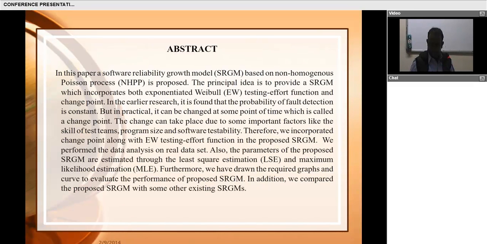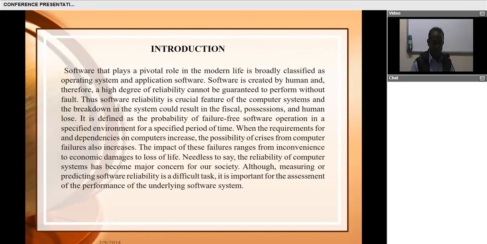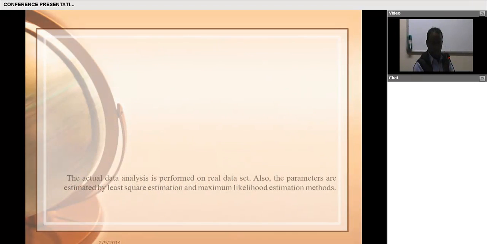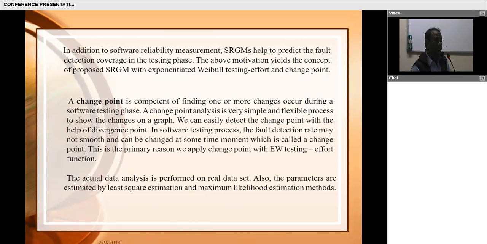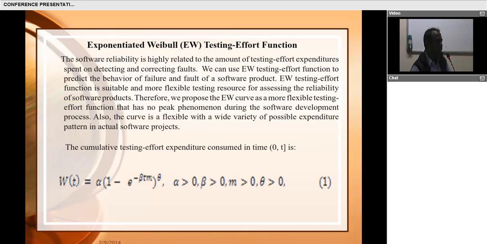This is the abstract. I'm not going through the abstract, just giving you the main part. First thing is testing effort, the exponentiated Weibull testing effort. We have a research paper previously researched by Dr. Nisar Ahmed and Mr. Bukhari. In that paper, we have only the exponentiated Weibull model. We don't have change point there. I tried to do a new thing.